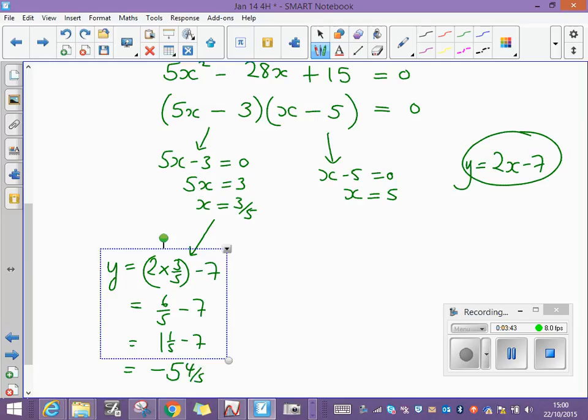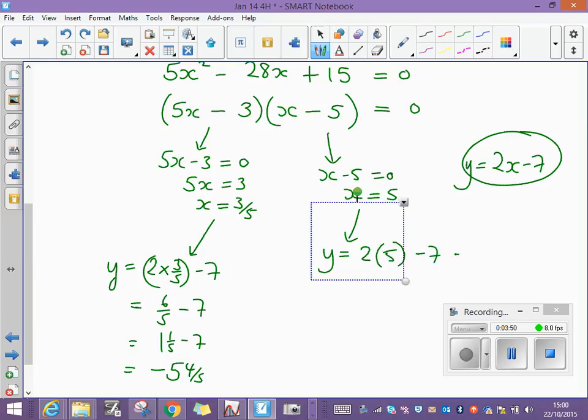Okay, or you could use your calculator in decimals. When x is 5 here, y is going to be 2 lots of 5 take away 7. Well, that's 10 take away 7. That comes out as 3.